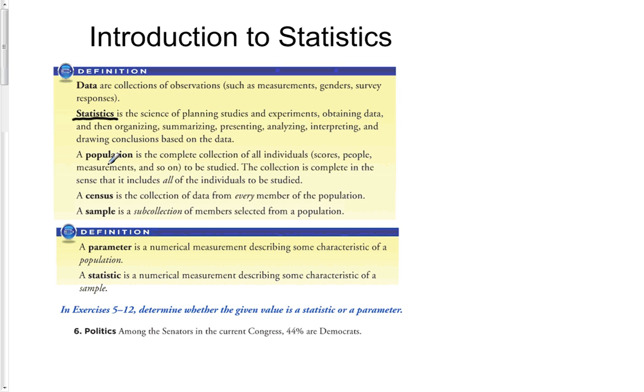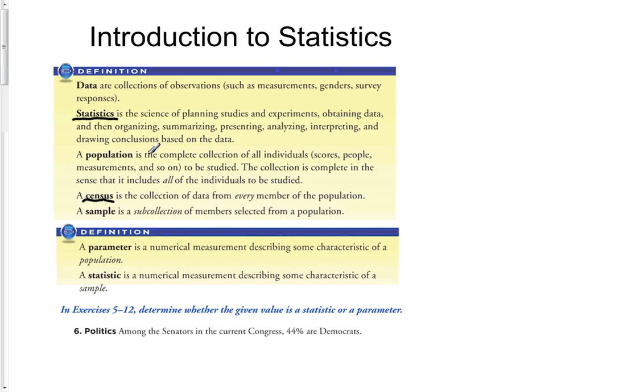Now, those collections of observations fall into two categories. A population is the complete collection of all individuals. So the population would be the complete collection of every score or person or measurement that you are going to study. The collection is complete in the sense that it includes all of the individuals that are going to be studied. So, if you collect data from that entire population, then what you've done is you've collected a census.